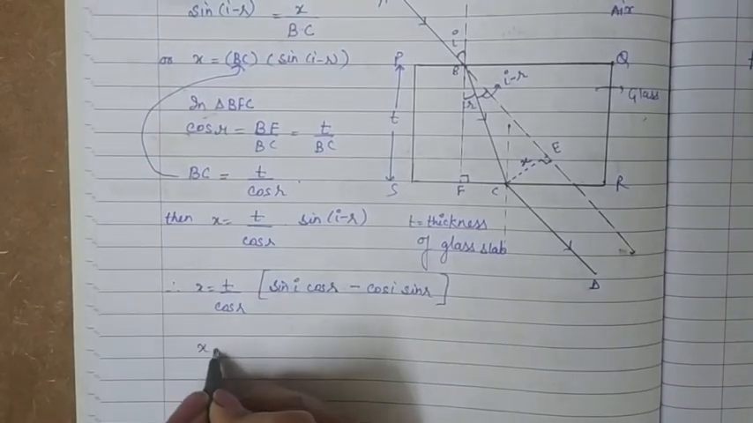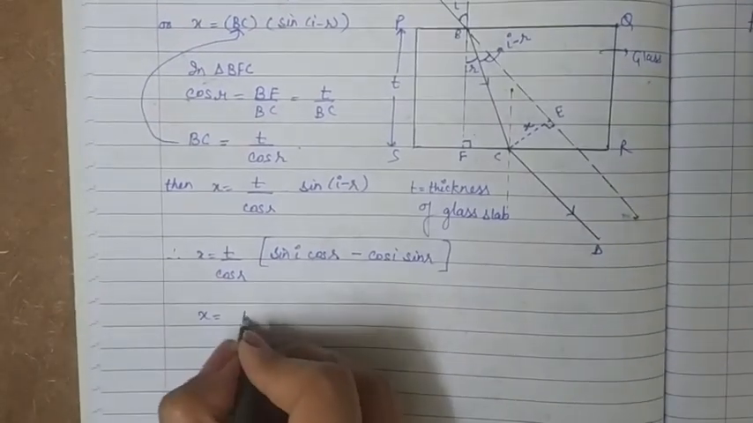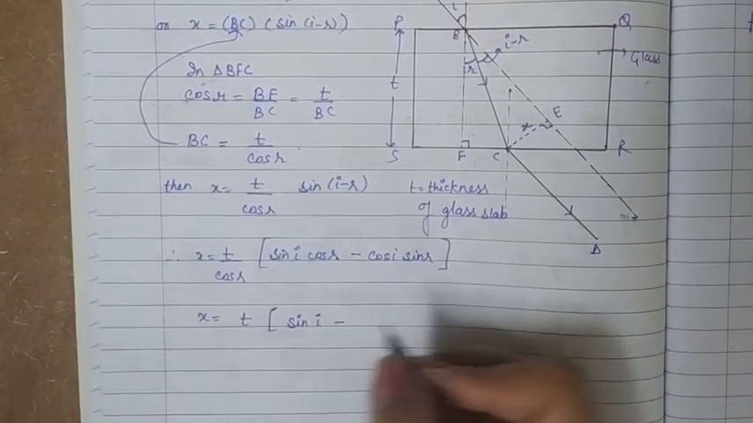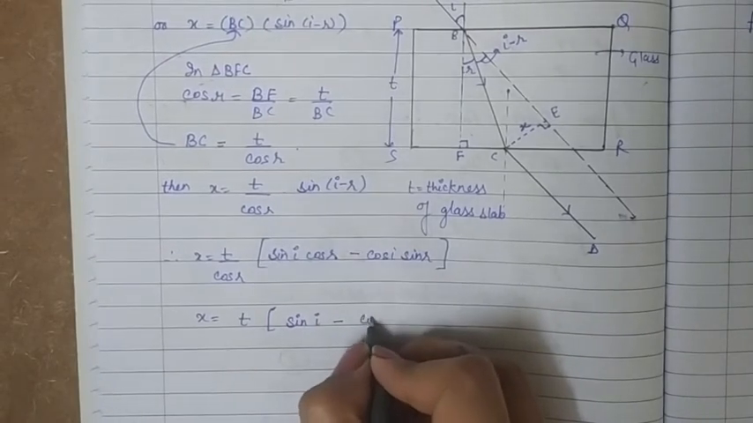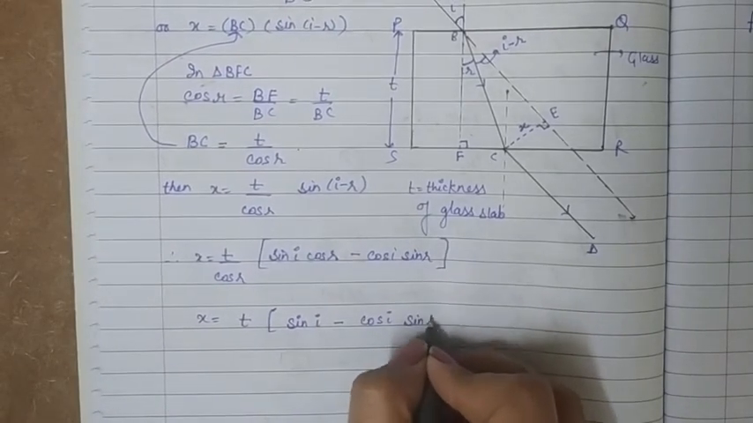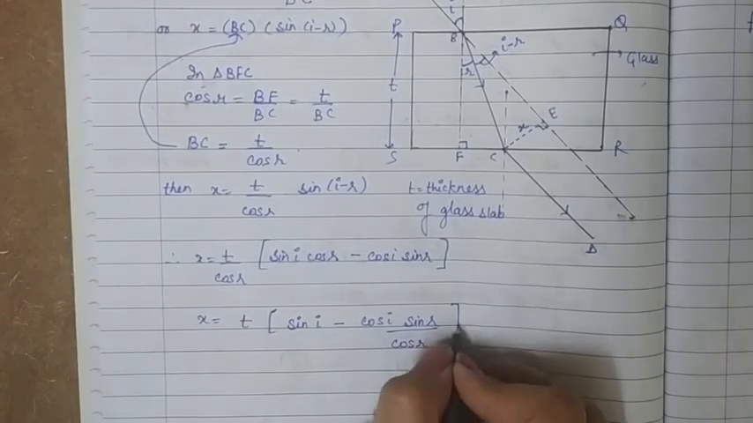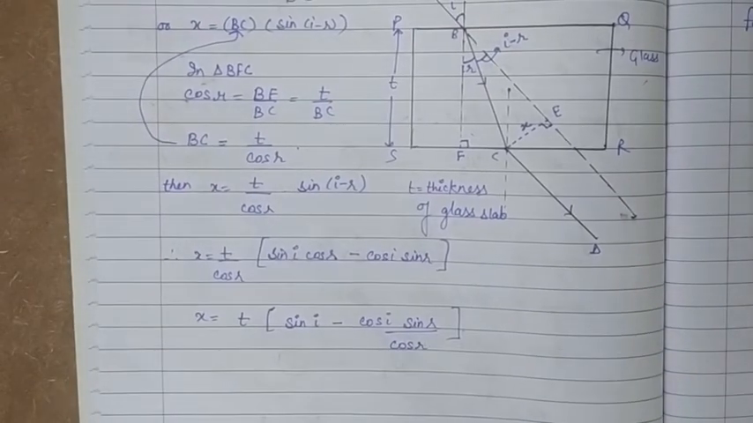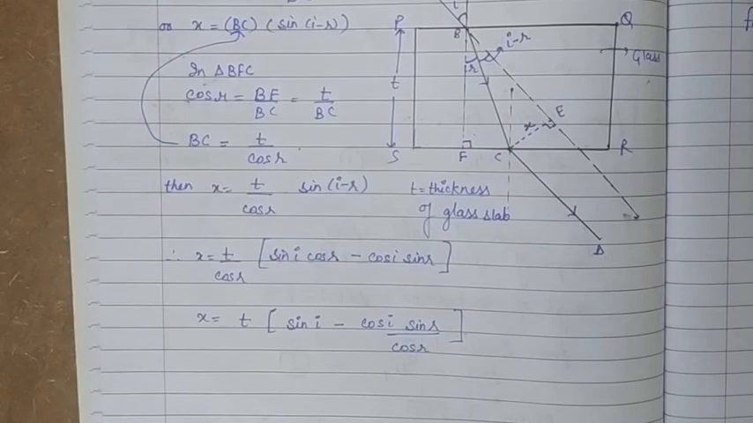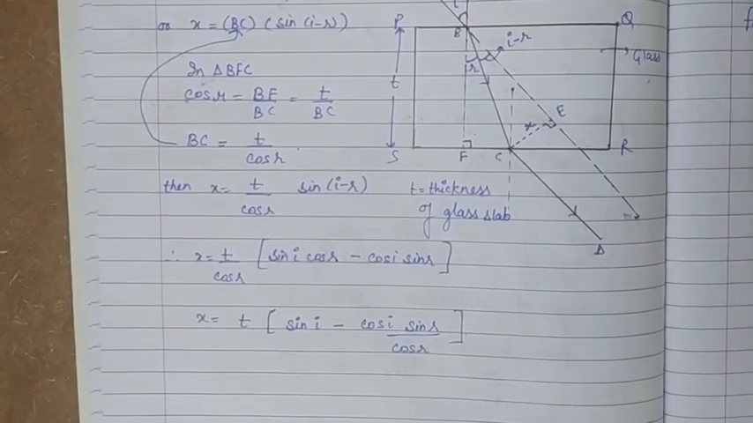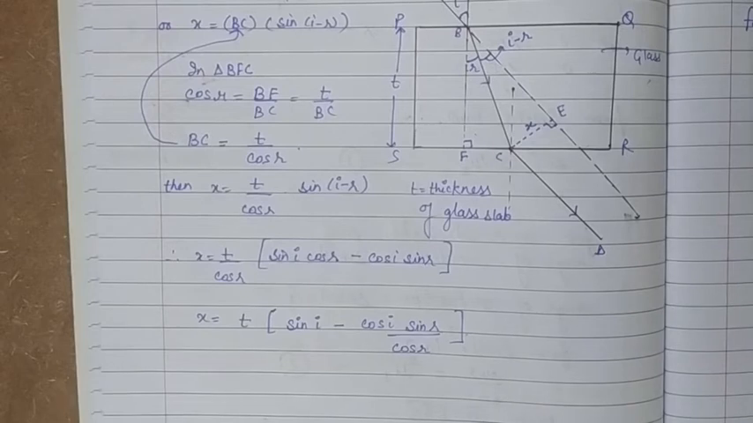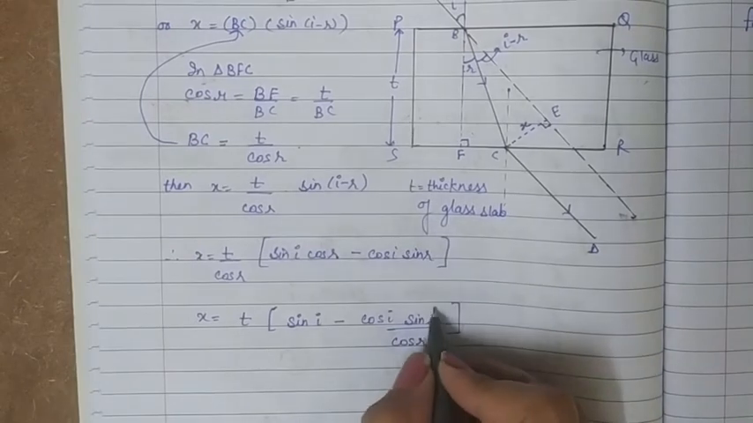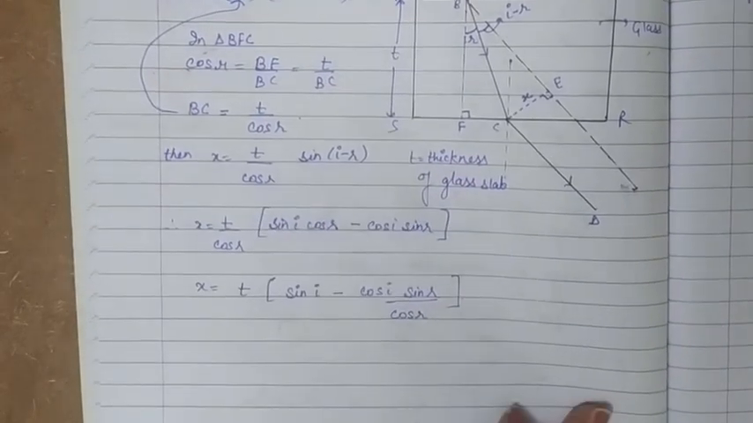On solving this we get x is equal to T into (sin I minus cos I sin R upon cos R). Now I want to eliminate the angle of refraction R from this formula, because when we are doing the practical we know the angle of incidence easily, since we are making the ray incident on the face. So my target is to eliminate R, and for that I am going to use Snell's law.